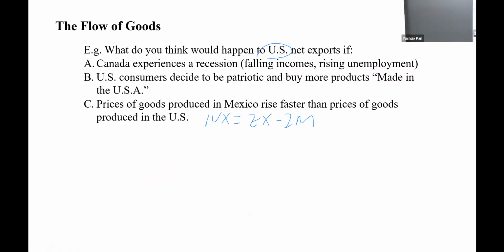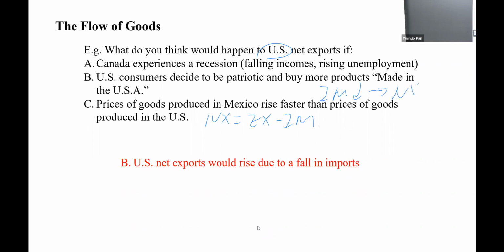How about B? Since US consumers prefer to buy domestic products, and for consumers we have a specific basket of goods, the quantity is kind of fixed. If we want to buy more products made in the US, we are going to decrease the quantity of imports. We are going to buy more products in the United States, which means buying fewer things made in other countries. So imports decrease, which means net exports increase.